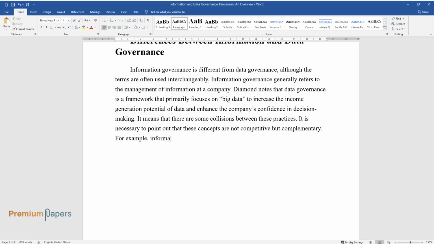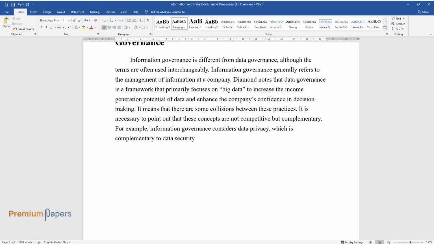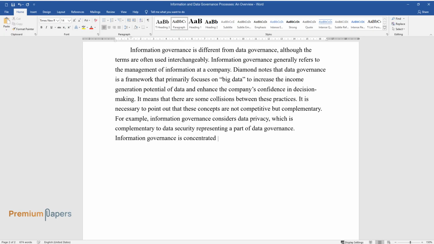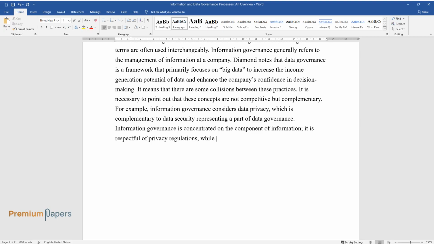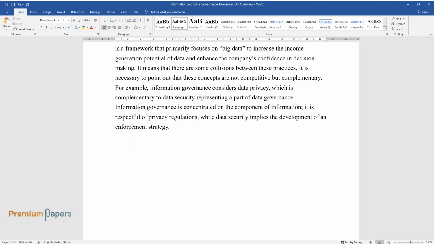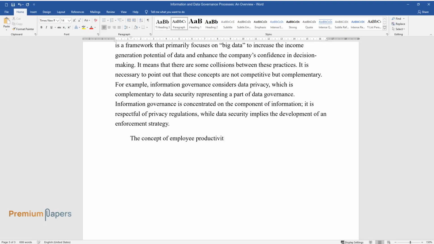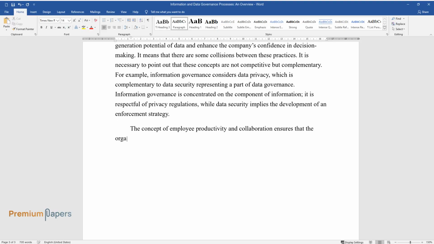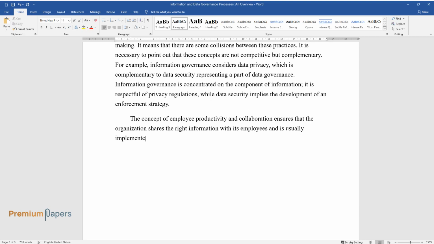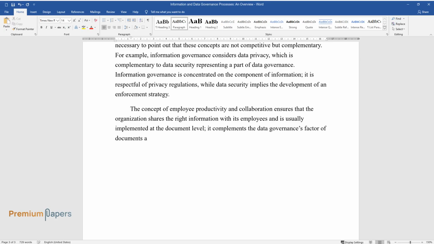For example, information governance considers data privacy, which is complementary to data security representing a part of data governance. Information governance is concentrated on the component of information, it is respectful of privacy regulations, while data security implies the development of an enforcement strategy. The concept of employee productivity and collaboration ensures that the organization shares the right information with its employees and is usually implemented at the document level. It complements the data governance's factor of documents and control.